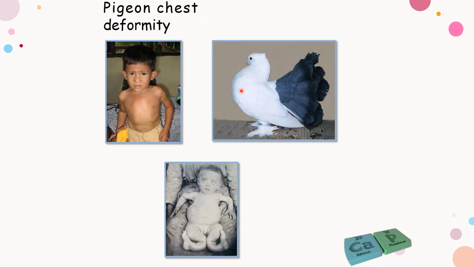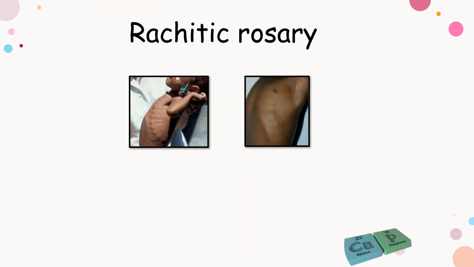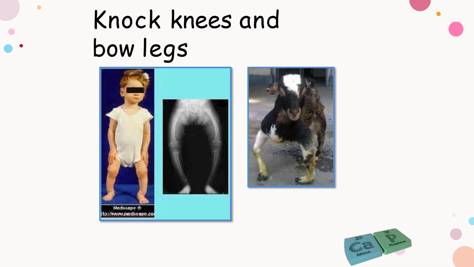So this is pigeon chest deformity. The children will have deformity, the chest will be enlarged, which will look like a pigeon chest. And rachitic rosary. So this is the rib structure, which will appear like a rosary. So the prominence of ribs can be seen easily from the outside. And knock knees and bow legs. So the legs are like a bow or knock knees.